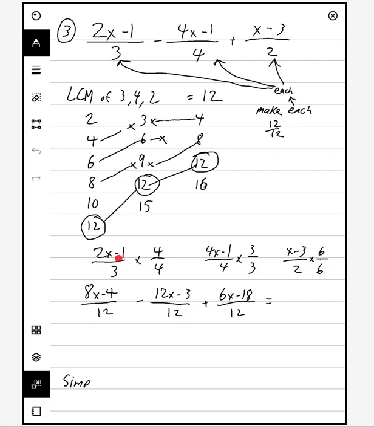And when we do this times 4, 2x minus 1 is going to become 8x minus 4. And then we get over 12. And then this part, what used to be over 4, when we multiply it by 3, it's going to become 12x minus 3 over 12. And then this last part, x minus 3, when we multiply all by 6, it's going to be 6x minus 18 over 12. And then the last step is to combine them all. So let's do that.